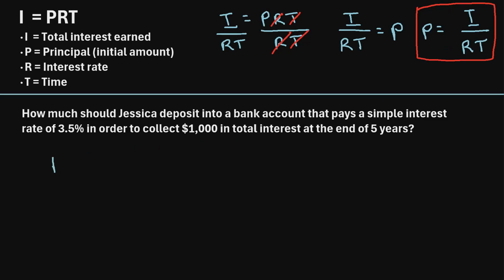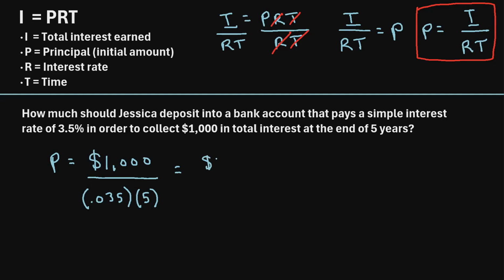So we can say P, the principal, is equal to I. So I is the total interest earned. In this case, we want to earn $1,000 in interest. So we'll write 1,000 divided by R times T. So R is the interest rate, which we're told is 3.5%. So as a decimal, that's 0.035. And then we multiply that by T, the time. So the time in this case is 5 years.